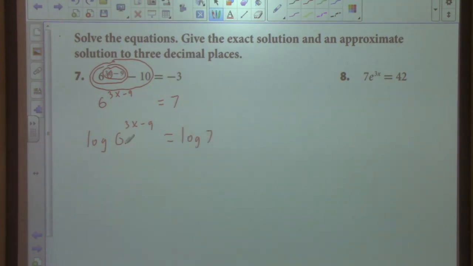Okay, what's going to happen next after this? You have 3x minus 9, we're going to bring that out in front, times log of 6, and that's equal to log 7. And then what?